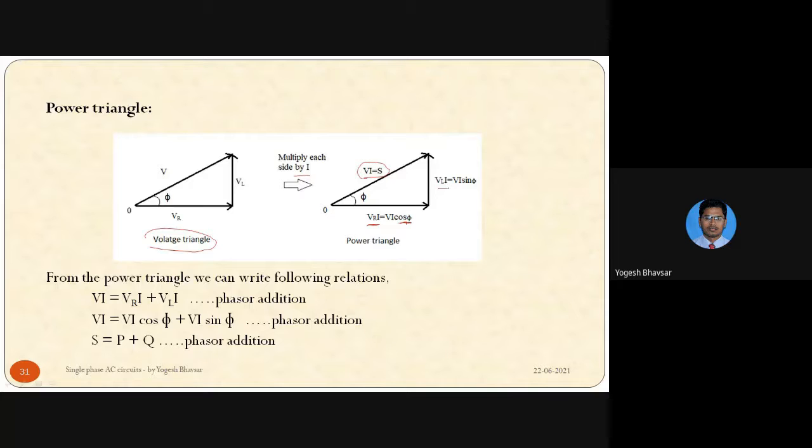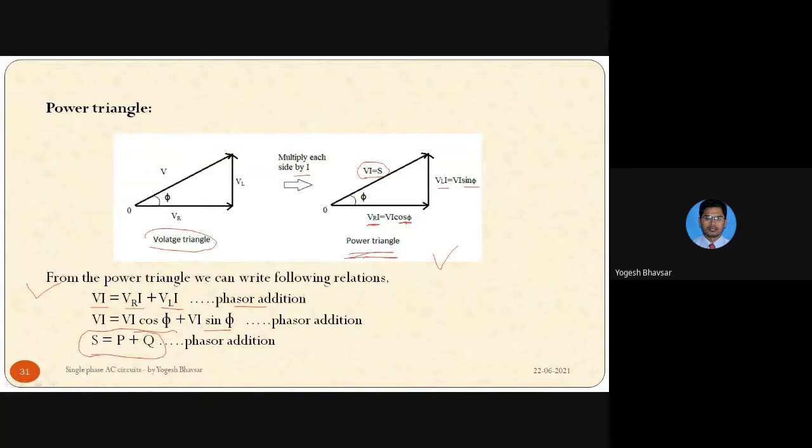Now the same thing is here. VL into I, that is VI sin phi. So this becomes the power triangle for series RL circuit. Now we can have the relations from this power triangle. VI is equal to VRI plus VLI, phasor addition. We can have it in detail. VRI is nothing but VI cos phi, VLI is nothing but VI sin phi. So we can put it here, or simply S is equal to P plus Q.